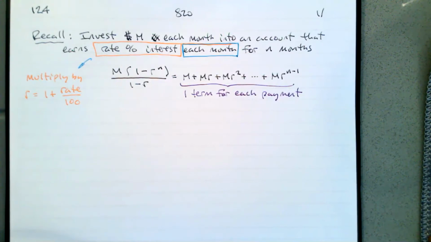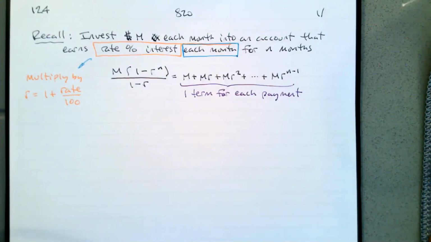Today, we want to look again at making our monthly payments in an investment for our future. So to summarize the problem we did last time, we wanted to invest a certain amount of money each month into an account that's going to earn a certain percent interest each month for a certain number of months. So this is partially an exponential function because the amount is going to be increasing by some percent each month.